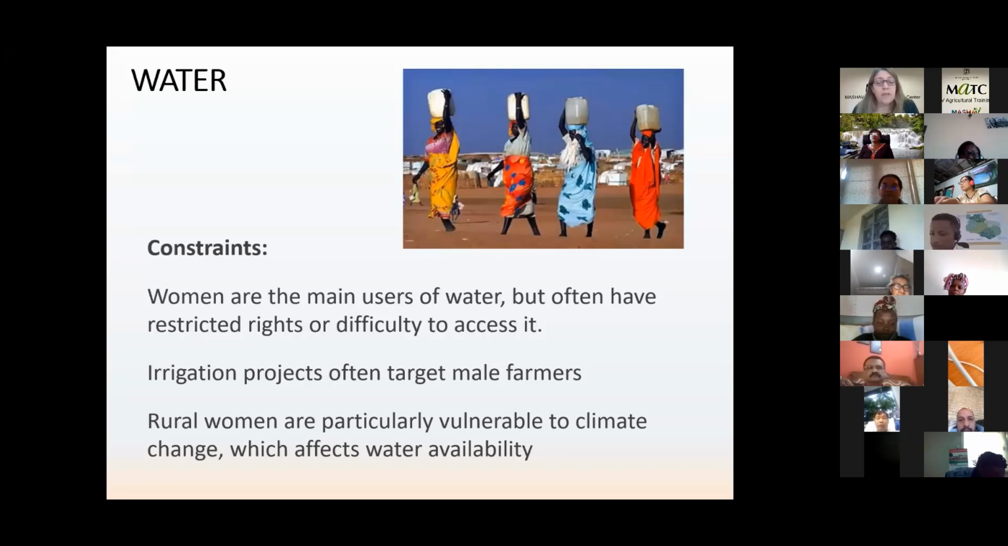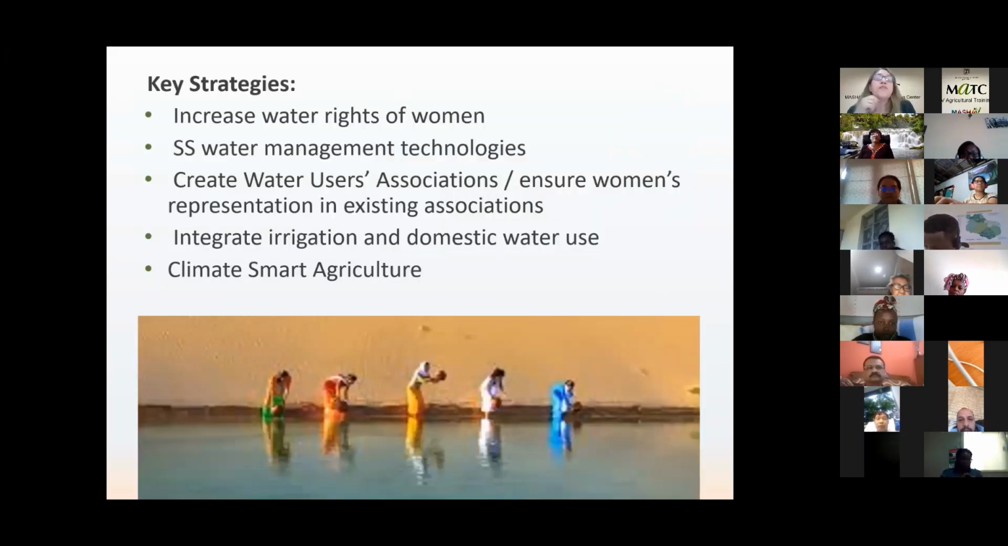So, what can we do? First of all, we need to try to use the project's influence to increase water rights of women. We need to also use small-scale water management technologies, such as drip irrigation, to help women better manage the water that they have. And in this respect, we can also do small-scale irrigation, which is low-pressure drip irrigation.